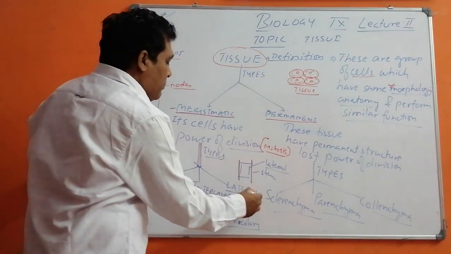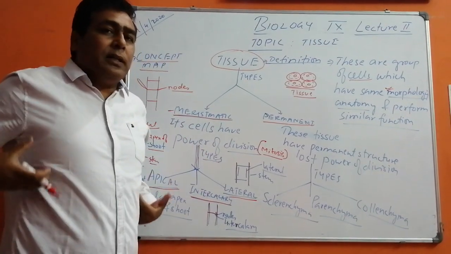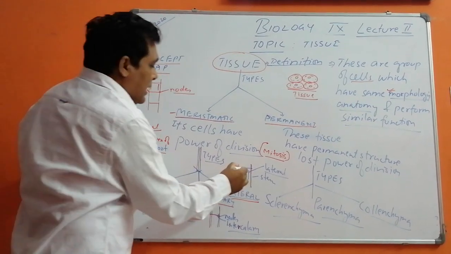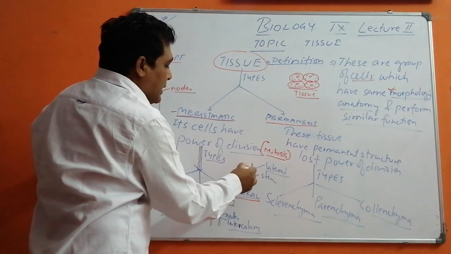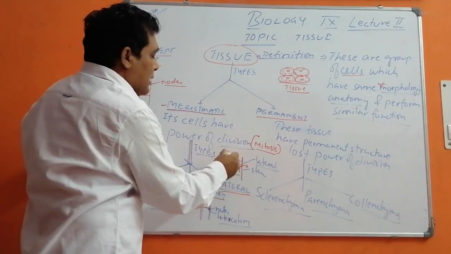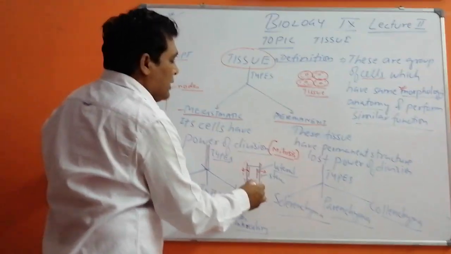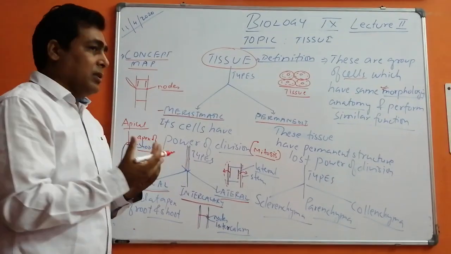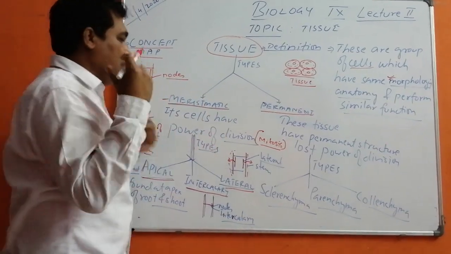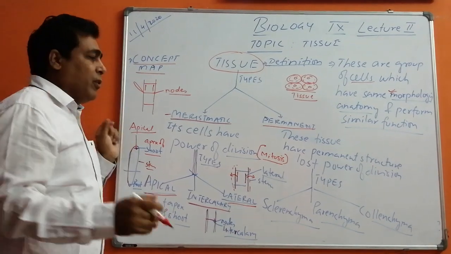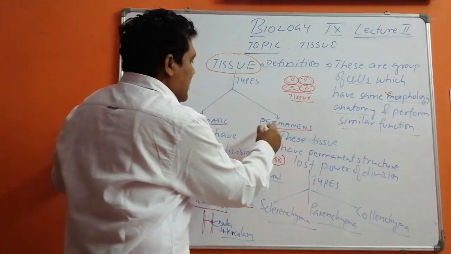Now coming to the lateral meristem. Lateral means this part is known to be lateral. Here I have drawn it this side. These are the lateral meristem cells which help to increase the girth of the tree. Girth means the wider section of the growth, or you can say the area in circular form.